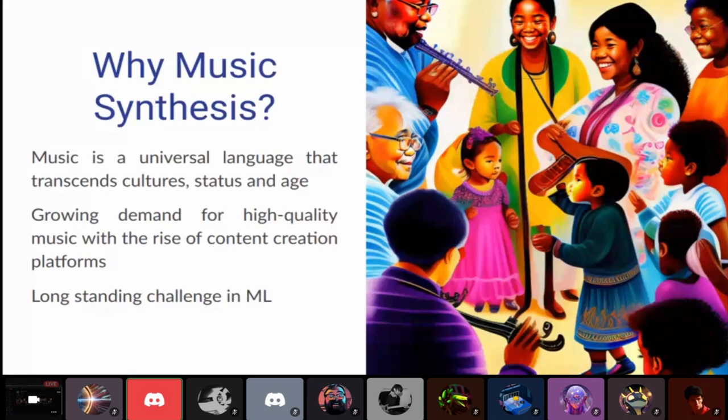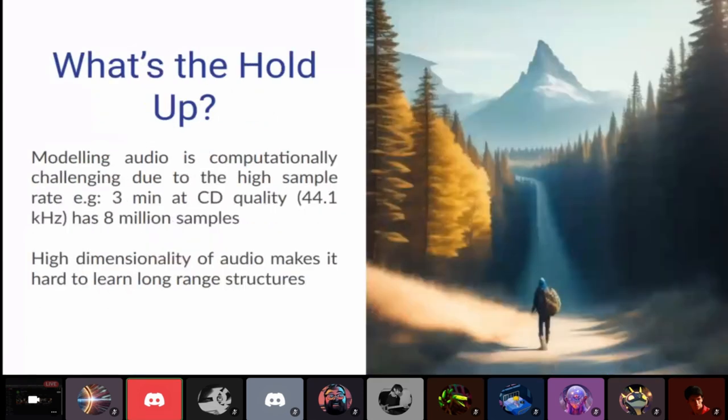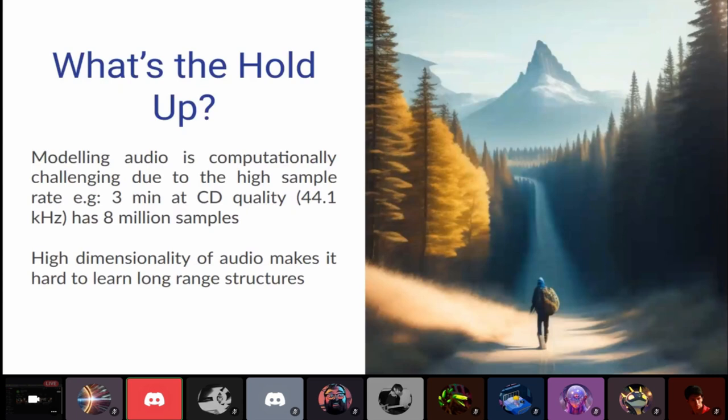Also, music synthesis is a long-standing challenge in machine learning, and it's one that we're quite not there yet. So, what's the hold up? Why is music lagging behind if you compare it to other domains such as text and recently image? Well, modeling audio is quite computationally challenging. Imagine just a 3 minute audio sequence has about 8 million samples, and that is just at CD quality. Now, when you go to studio quality and other high sample rate audio requirements, you get even more samples that are computationally challenging to model.